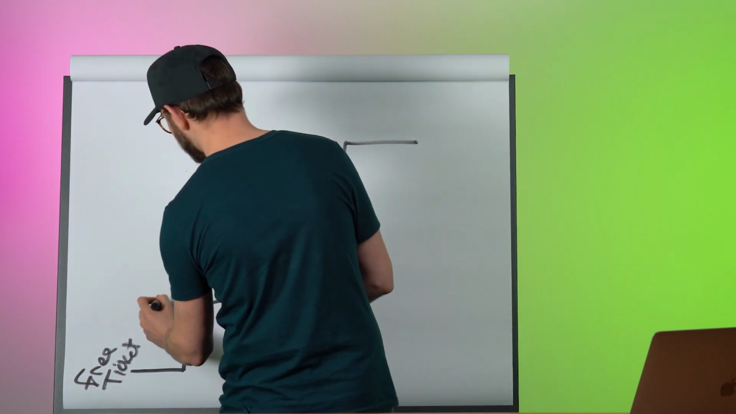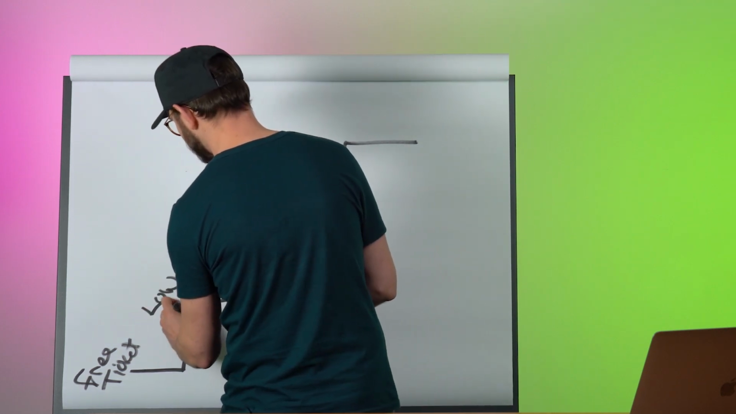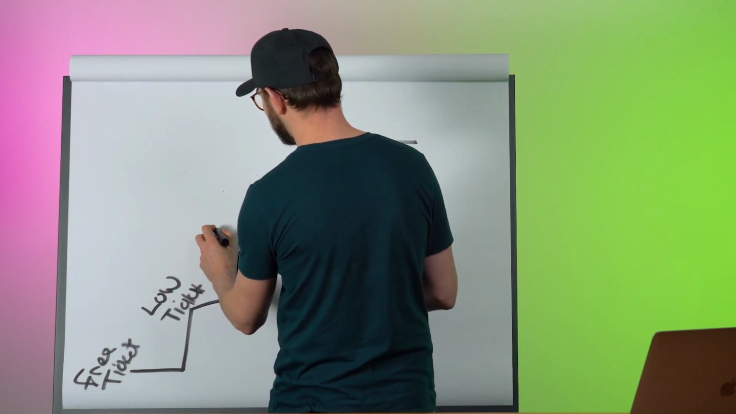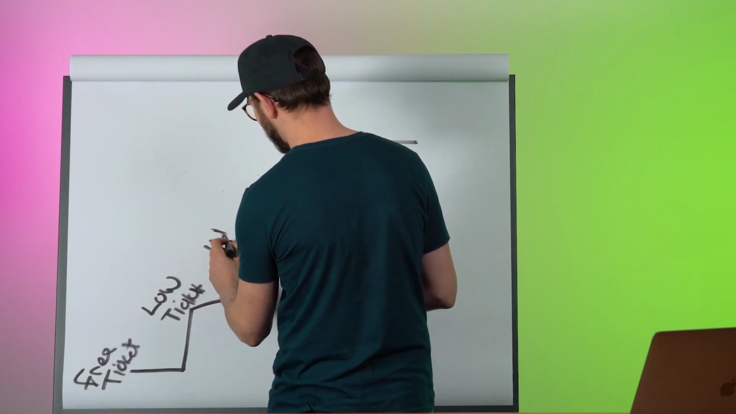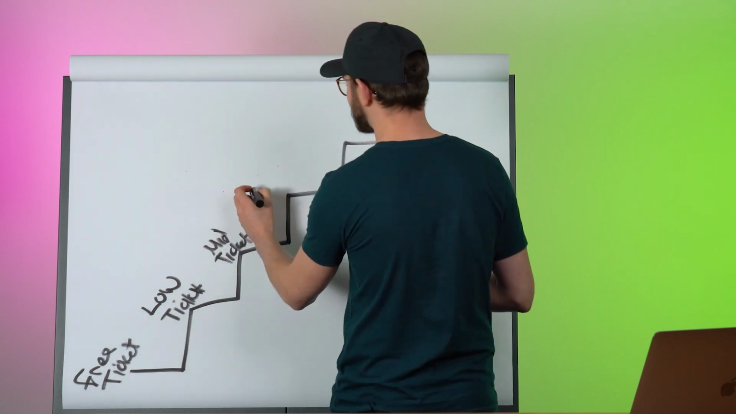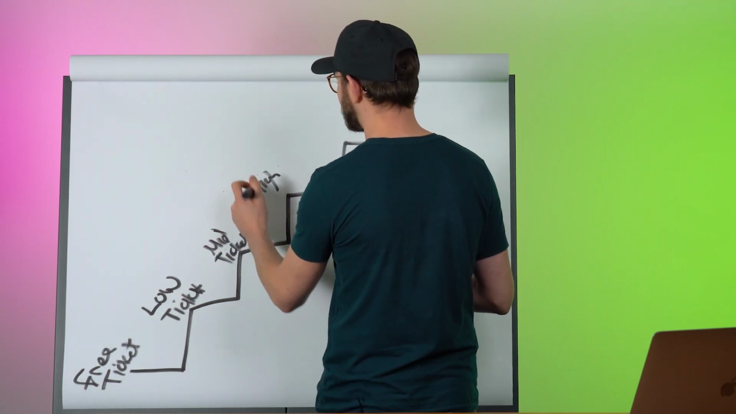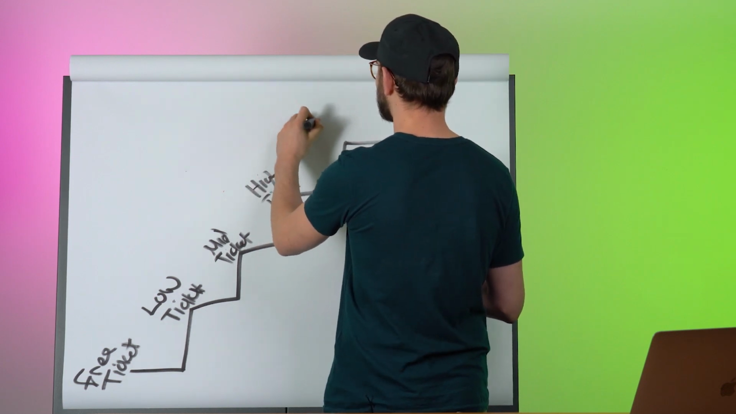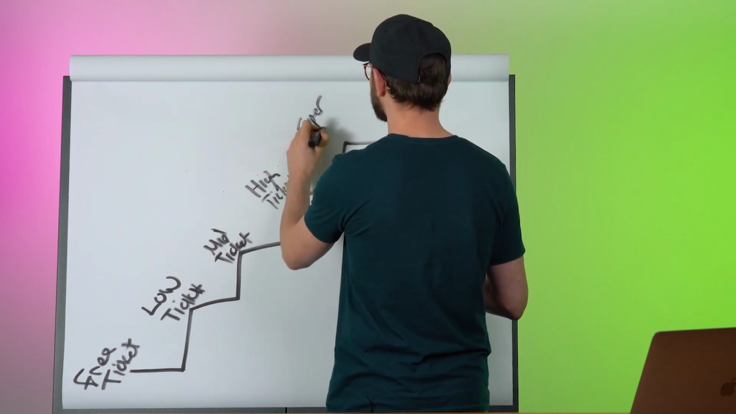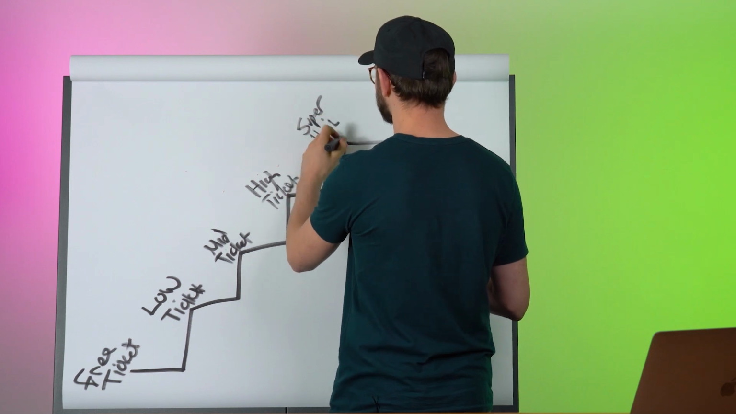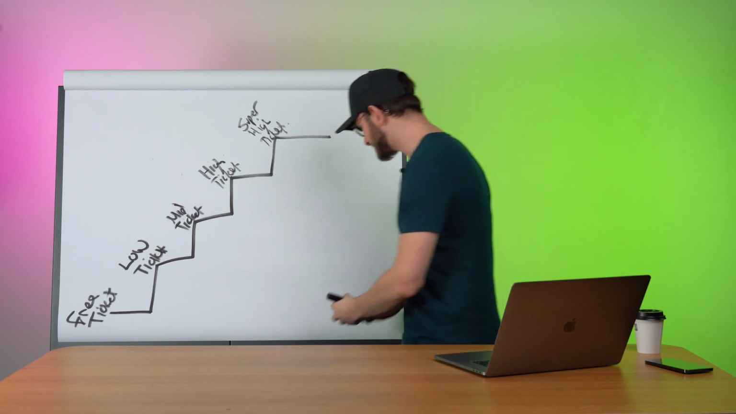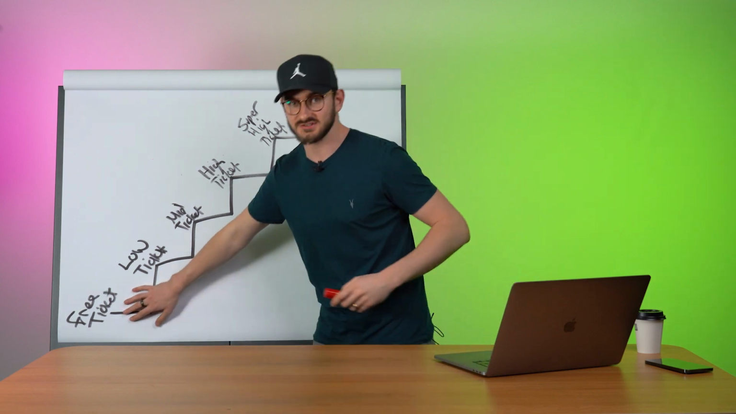So you've got free ticket, then you've got low ticket, then you've got mid ticket. You're gonna have to bear with my awful handwriting. Then we've got high ticket. And finally, if you're feeling super cheeky, you got super high ticket. Now again, you've got to bear with this awful handwriting. But essentially, these are the 5 stages.